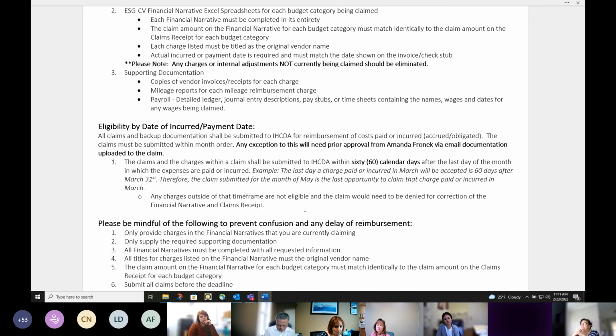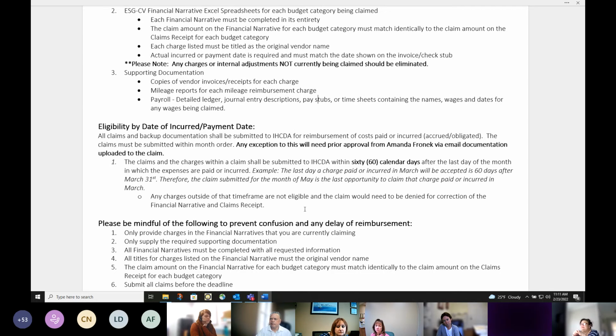All claims and backup documentation shall be submitted to IHCDA for reimbursement of costs paid or incurred, accrued or obligated. The claims must be submitted within month order. Any exception to this will need prior approval from Amanda Fronick via email documentation uploaded to the claim. So if you're not submitting within the time frame that is allotted, you have to get permission from Amanda to do so, and it must be uploaded to the claim before you submit the claim. We have to know that it was okay for you to do that, or it gets denied.